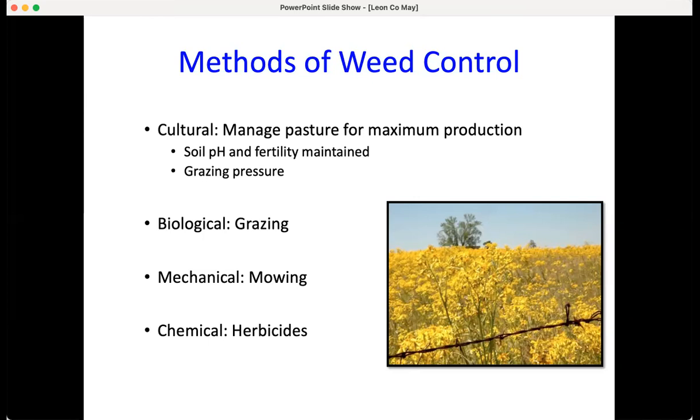Biological is another method, and probably the most common for us is going to be grazing. There are weeds such as crabgrass, if you view crabgrass as a weed, that I mentioned earlier. We can control crabgrass in a pasture by simply grazing it, by overgrazing it, preventing it from producing a seed head and reducing those future populations. So that can be an option as well.